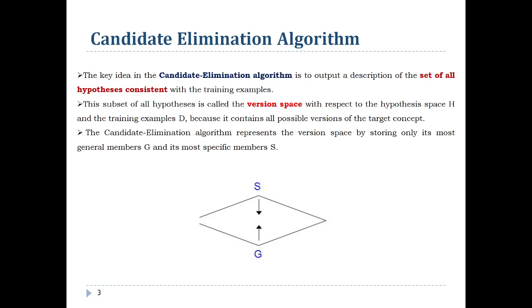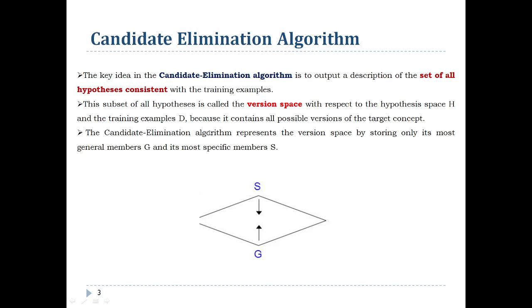The key idea in the candidate elimination algorithm is to output a description of the set of all hypotheses consistent with the training examples. This subset of all hypotheses is called the version space with respect to the hypothesis space H and the training examples D, because it contains all possible versions of the target concept. So here the set of hypotheses in the version space is consistent with the training examples, and it will make sure that those hypotheses help in learning the target concept.